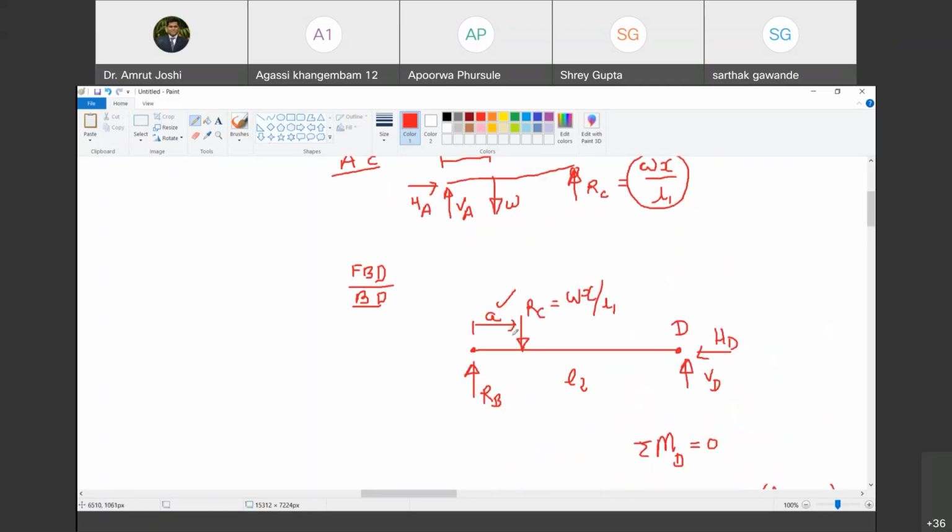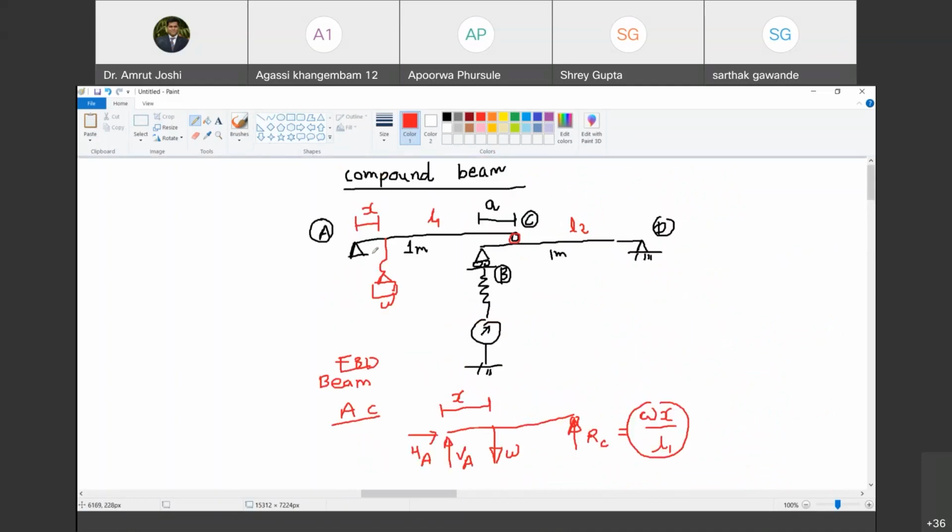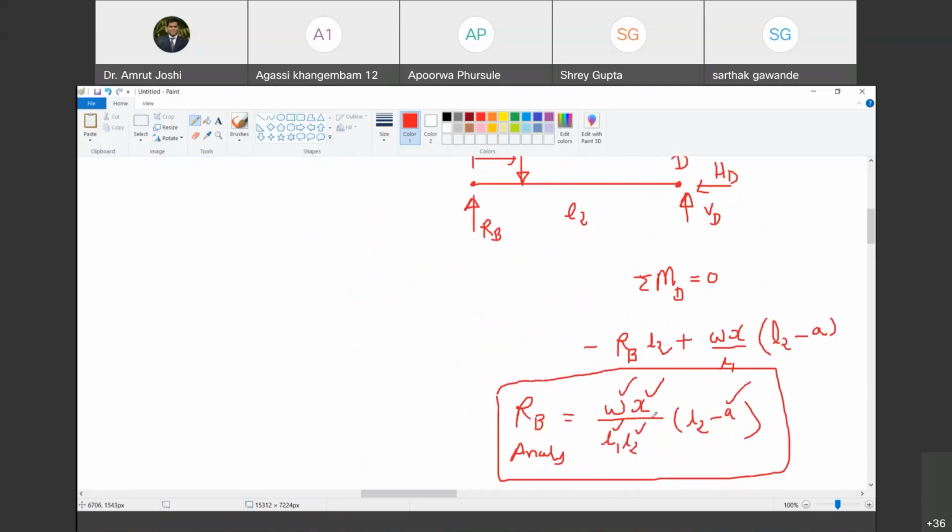Okay. Now, observation table will remain same, procedure will remain same. I will have 5 values of W: W1, W2, W3, W4, W5. I will have 5 values of X: X1, X2, X3, X4 on the span AC. Are you with me? Yes, sir. I will measure this RB experimentally. I will find out this RB analytically, and I will find out the percentage error.